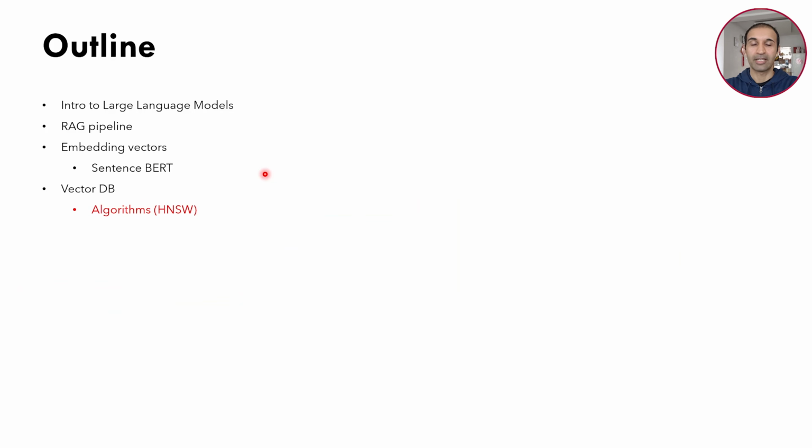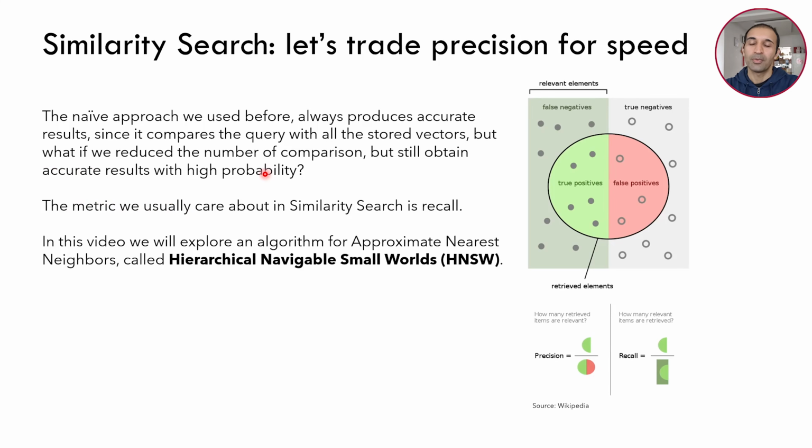And we will be exploring one algorithm in particular that is also used right now in the most popular vector DBs, which is called the Hierarchical Navigable Small Worlds. Now, the idea is that we will trade precision for speed. So the algorithm we saw before, the naive KNN, performs very slowly, but it's actually precise, because the query is compared with each of the vectors. So it will always produce accurate results because we have all the possible comparisons done. But to increase the speed, we need to reduce the number of comparisons that we do.